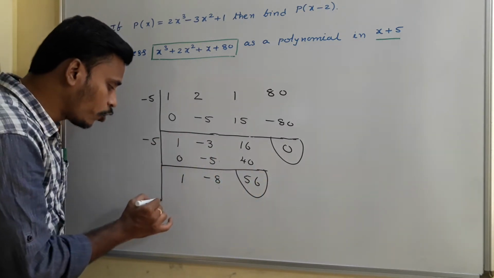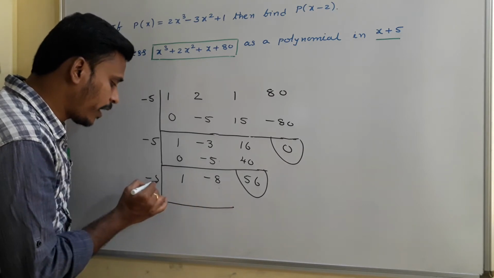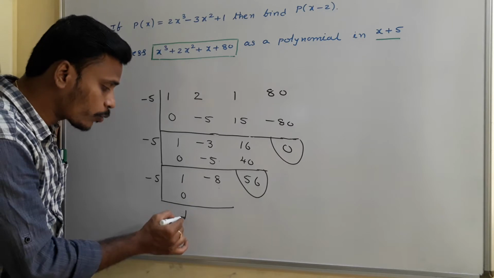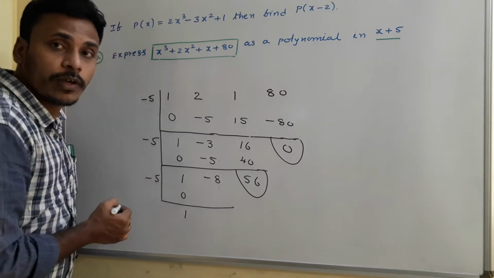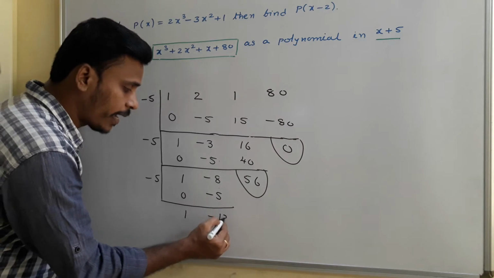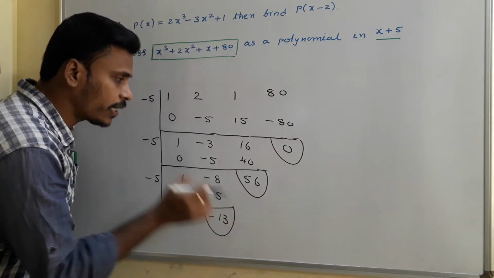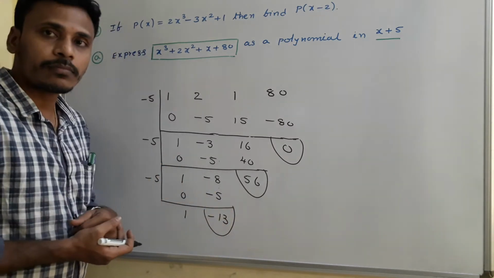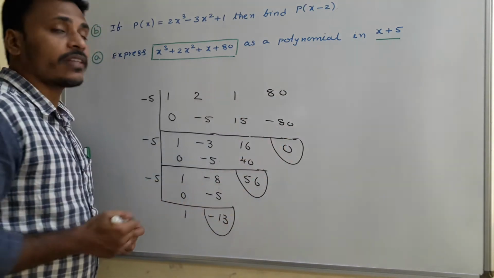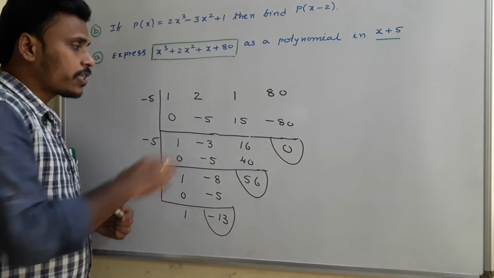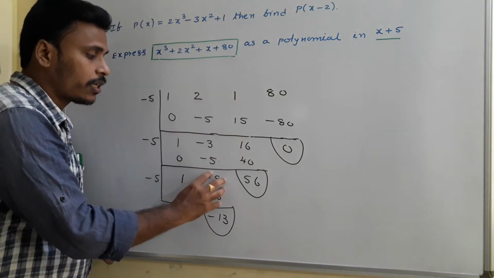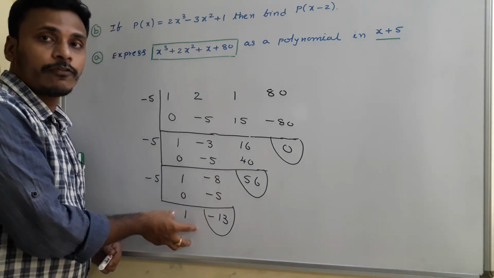Again you just continue with minus 5. So with minus 5, you just start with 0. 1 plus 0 is 1. 1 into minus 5 is minus 5. Minus 8 minus 5 is minus 13, which is the remainder in this case. So for each and every step of synthetic division, this is the first step of division, this is the second step of division, this is the third step of division, and at the end the fourth step.